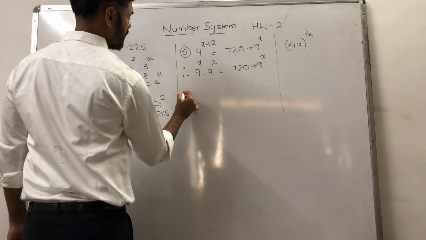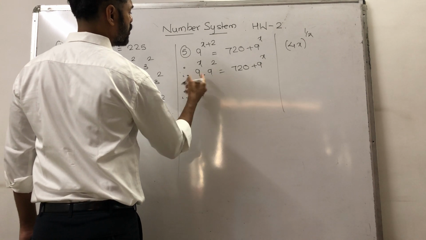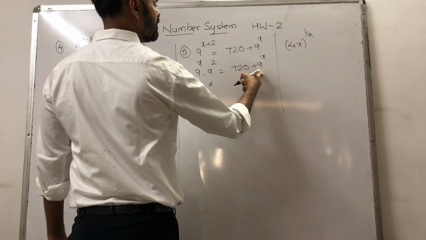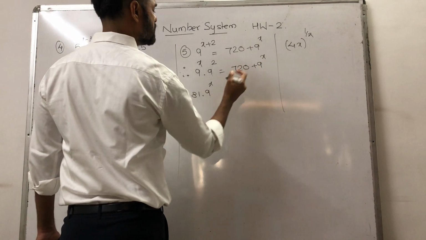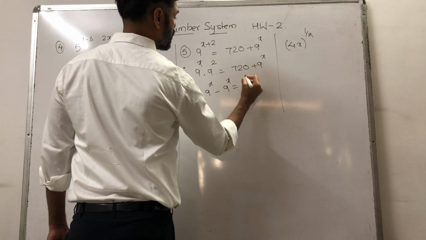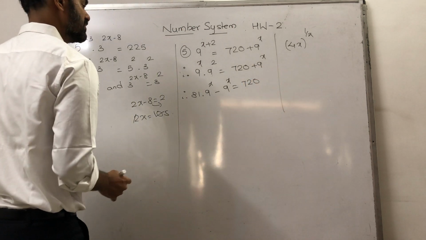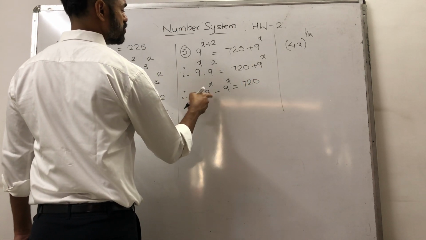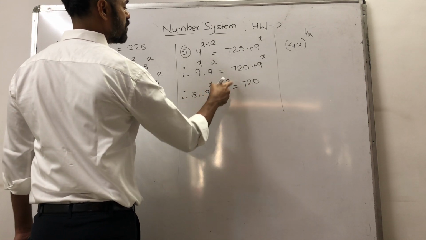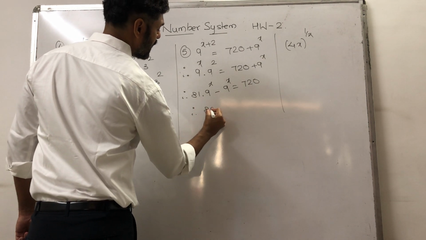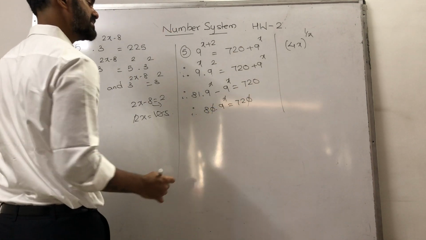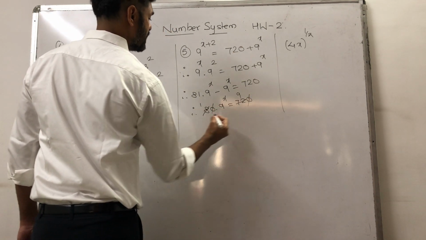Now what is 9 square? 9 square is 81. So now what do you have? You have 81 times 9 raised to x. What is this? 1 time 9 raised to x. Bring that on this side. Over here it is positive. If you bring it on the other side, the sign will change. So it is minus 9 raised to x, and over here you will have only 720. So what is this? It is 81 times 9 raised to x minus 1 times 9 raised to x, which is nothing but 80 times 9 raised to x. 0 on either side gets cancelled. 8 ones are 8, 8 nines are 72.